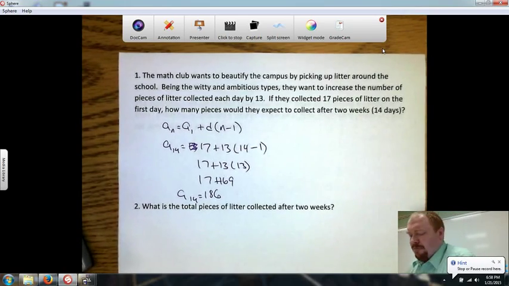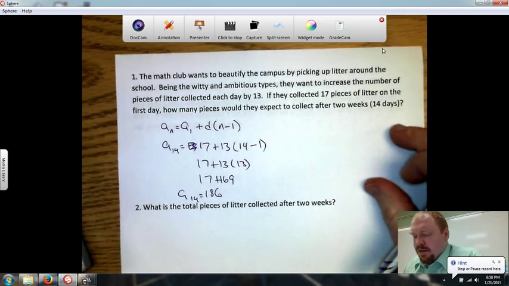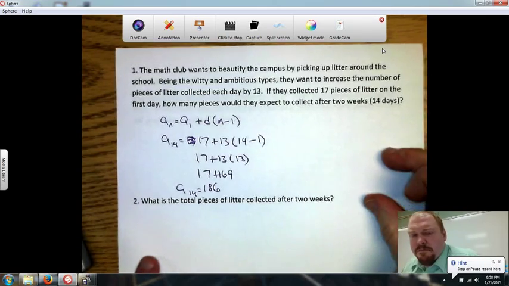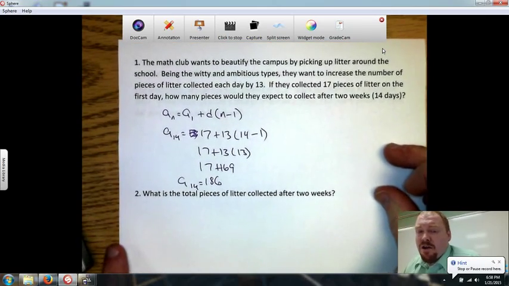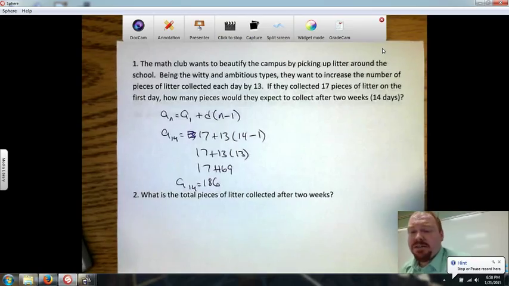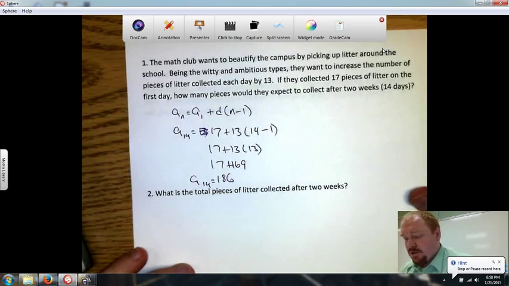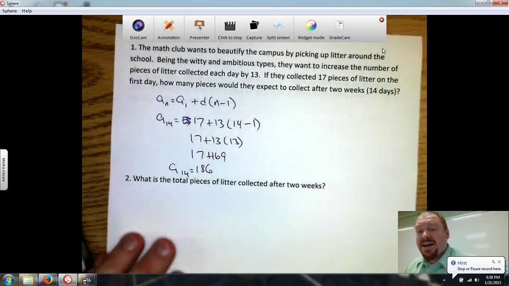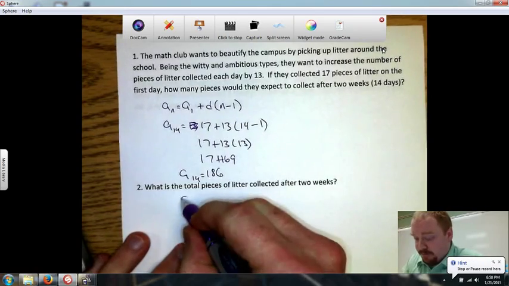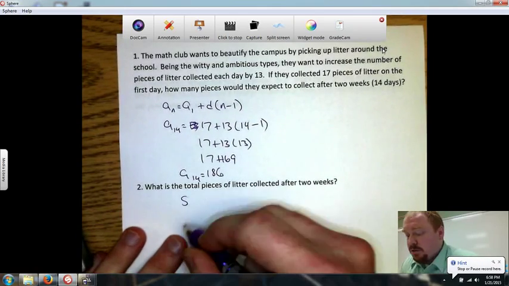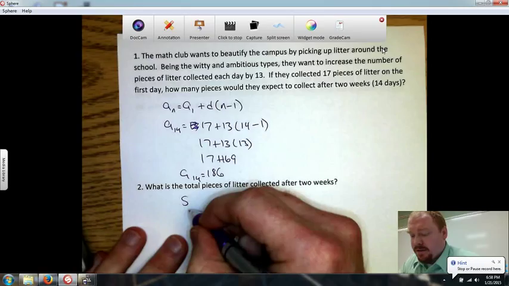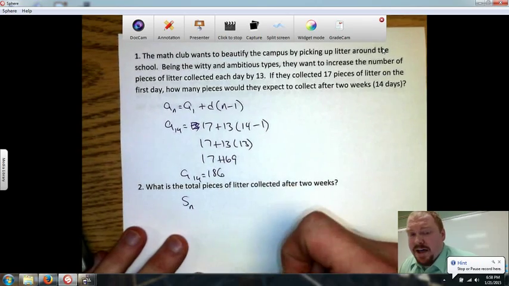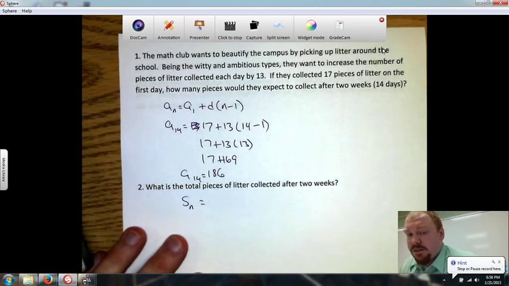Now, being the mathy people that they are, they also want to know how many total pieces of litter have they collected. Well, I haven't given you this formula yet. Okay? So, if I want to know how many pieces total, we call that a sum. So the sum, all of them added together, can be found by using this formula.